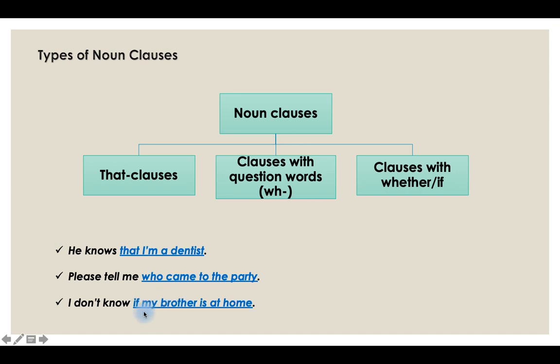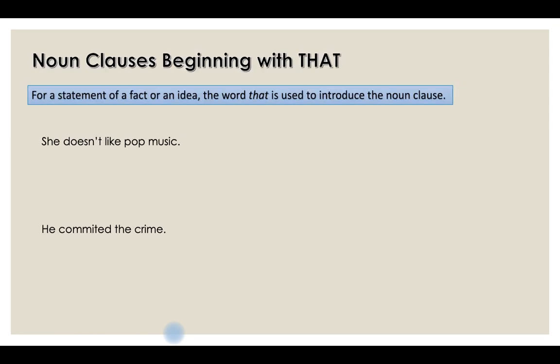Kardeşimin evde olup olmadığını bilmiyorum. Whether or if are used for olup olmadığını in Turkish. But I will give you more examples with each type of noun clauses.